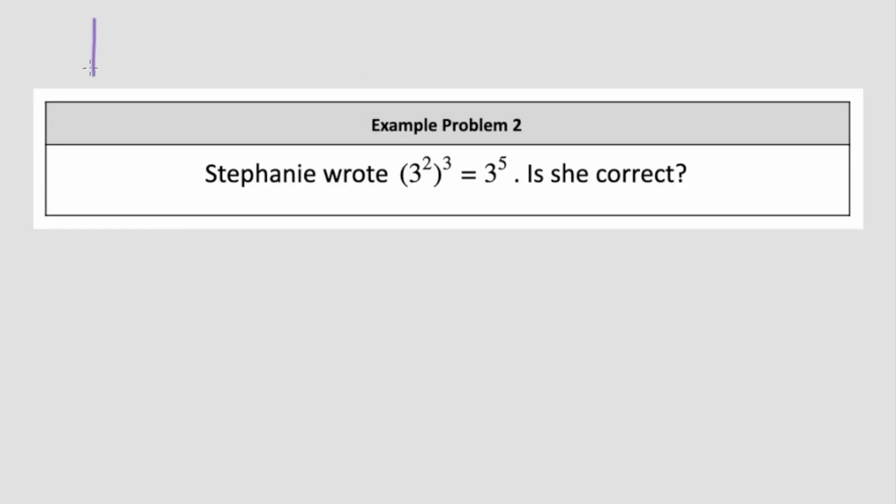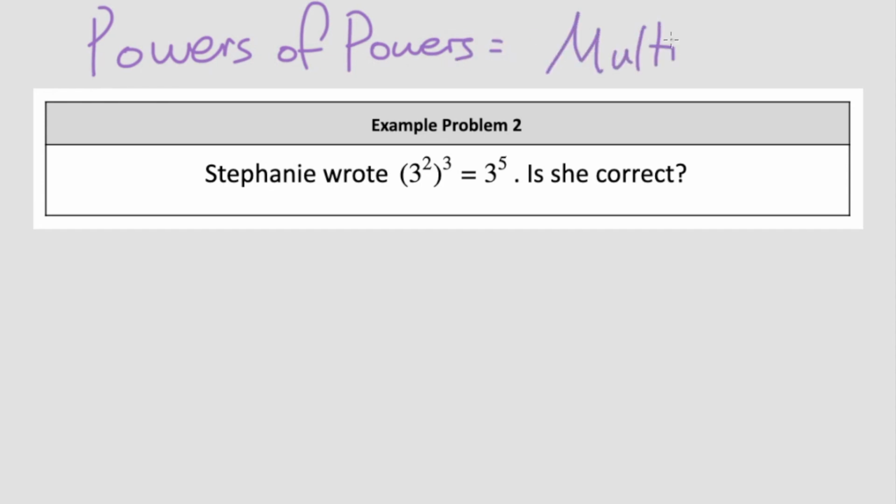That shows us a really important point: when we take powers of powers, we are simply multiplying. So I'm going to write that on the top. Powers of powers is equal to multiplying.